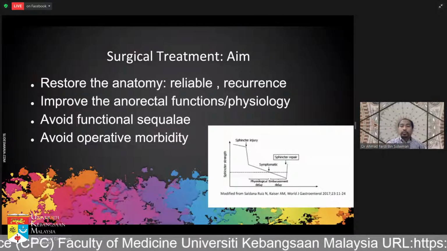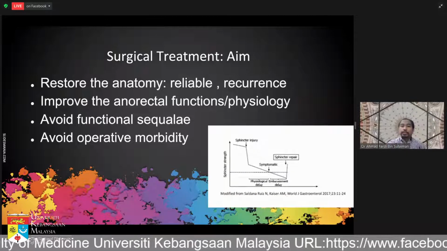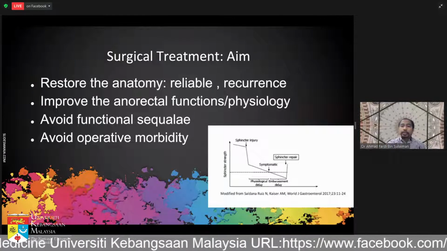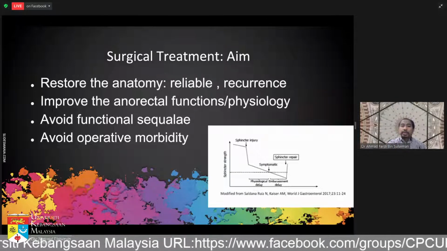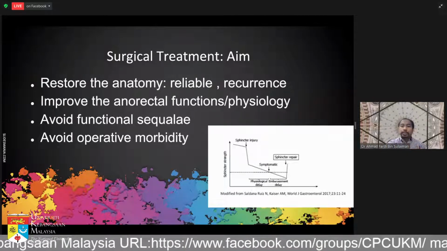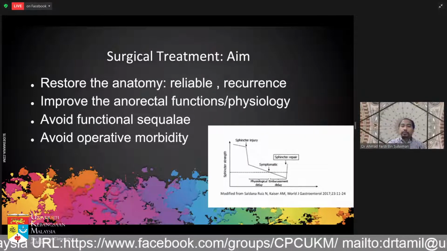And we need to know what our aim is for the surgical treatment, mainly to restore the anatomy, which is the most reliable, to improve the anorectal function and physiology, just to avoid any sequelae of the complication, for example, incontinence, and also to avoid post-operative morbidity.